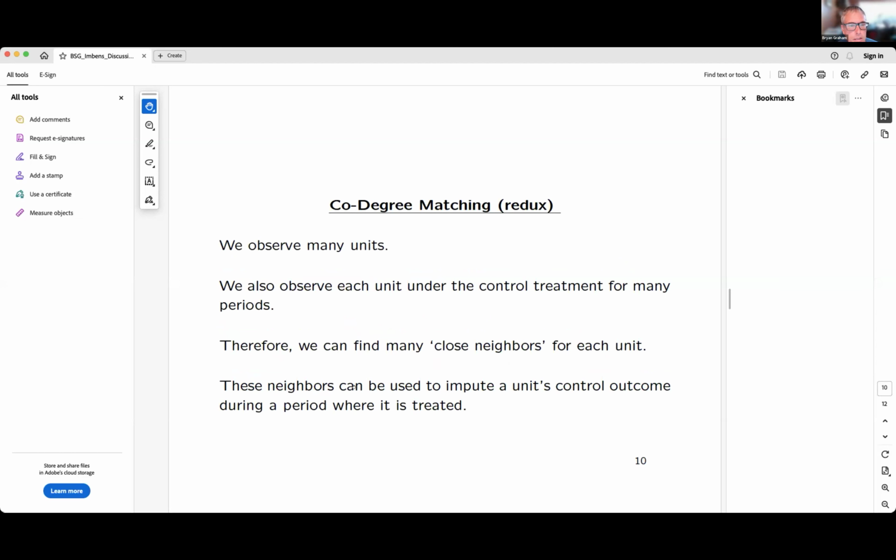Yeah, I've said this already. We observe many units. Because we observe each unit under control for many periods, we can find many good matches, and that's really the trick. And I think it's really slick, and I think very useful.